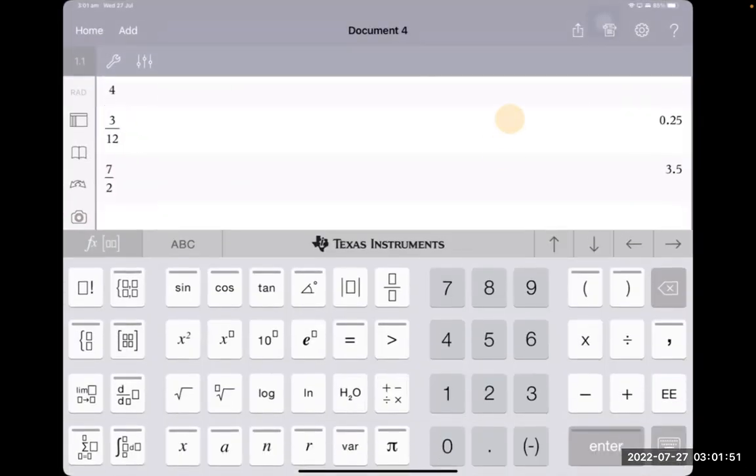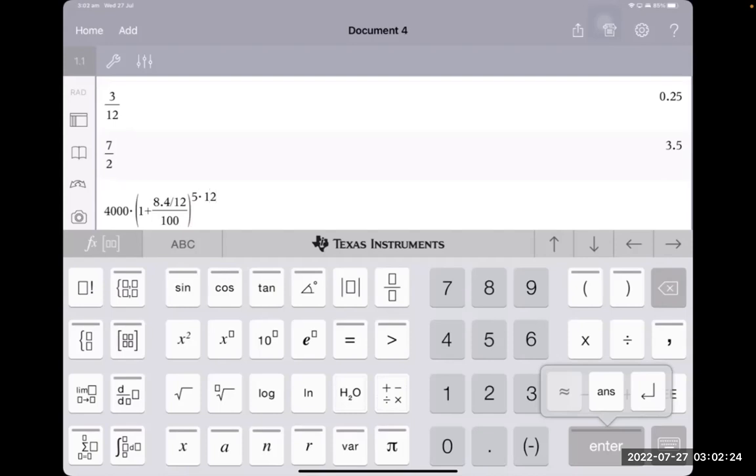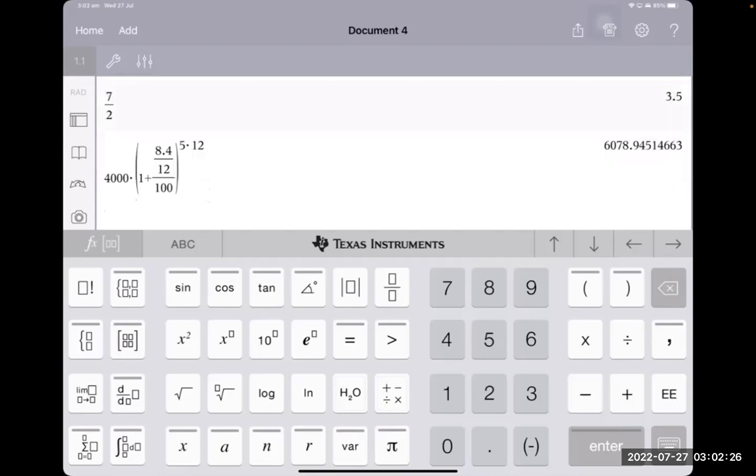So if I had the CAS calculator, I would have typed 4,000 times open bracket 1 plus, and on the CAS calculator you can actually type in fractions, but in the case that you can't, that's okay. There's other ways around it. So notice I'm typing it exactly as I want it to. 5 times 12. I'm just going to go Control Enter here. So that's what it looks like, right?